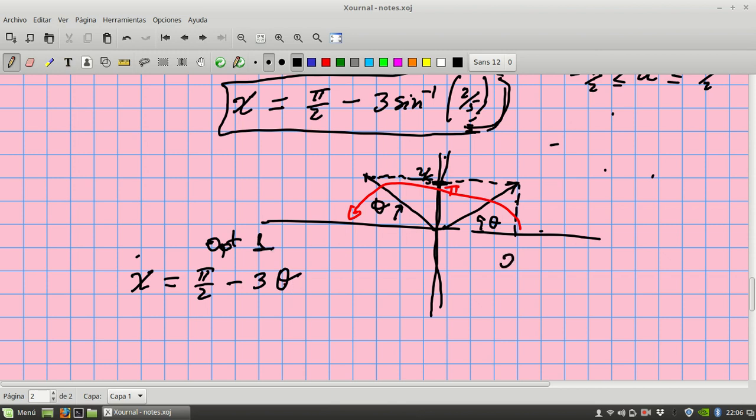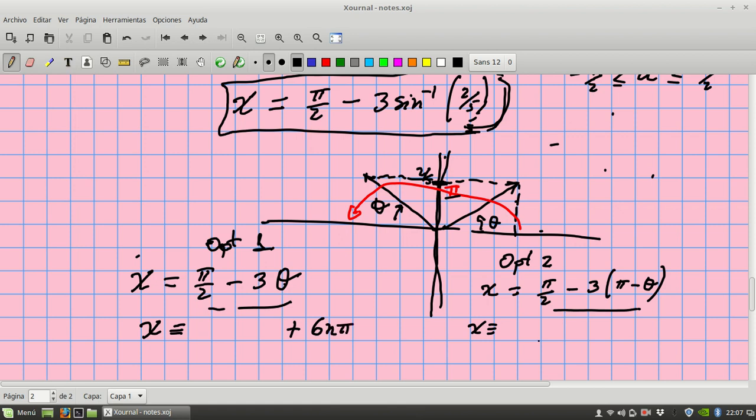And the other option is pi minus theta. So x equals pi/2 minus 3 times (pi minus theta). You set this on the calculator, and it's going to tell you the angle in radians that gets the x-intercepts. And remember that to this answer, you have to add n times the period, so plus 6n pi.